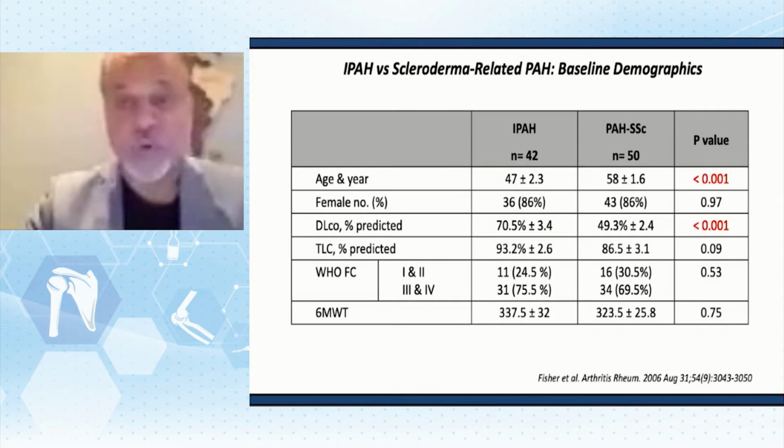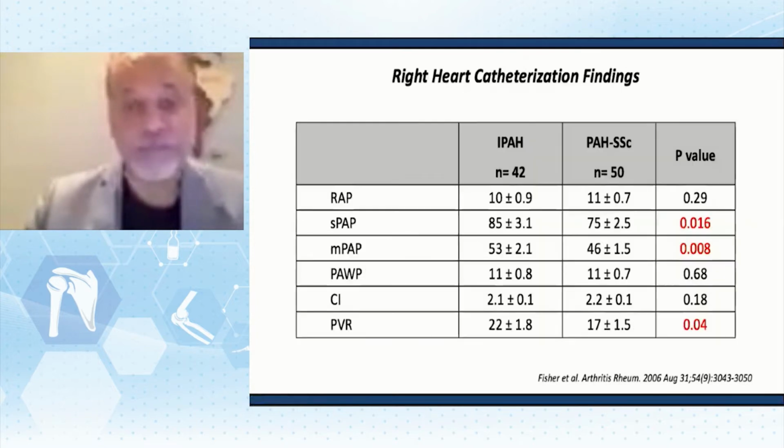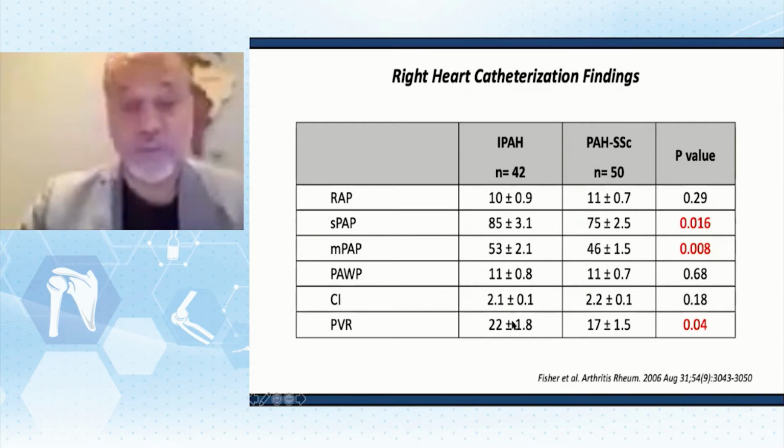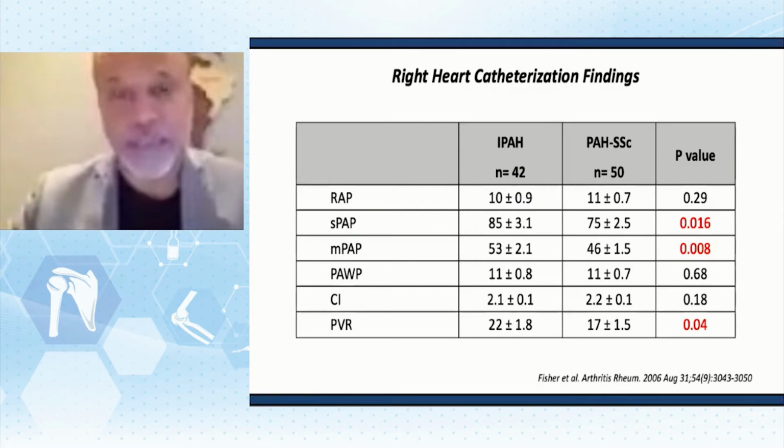Now, when we look at the characteristics of the disease in PAH patients, comparing idiopathic PAH to scleroderma patients, we notice that scleroderma patients are older and have much lower diffusion capacity on lung function tests. However, when you look at the hemodynamics, they actually seem to have milder disease. Their pressure is lower, and their PVR, pulmonary vascular resistance, is lower than those patients who have, for example, idiopathic PAH.